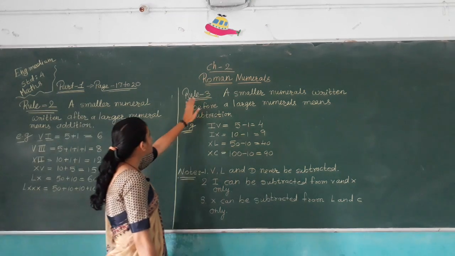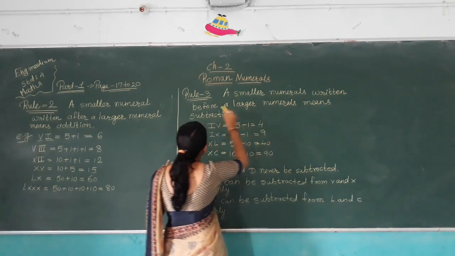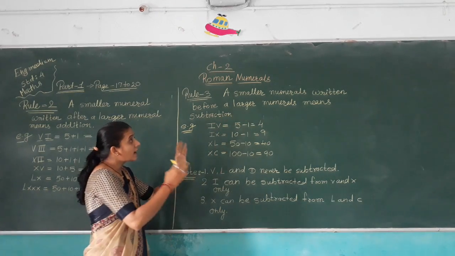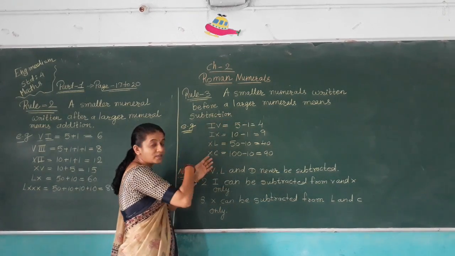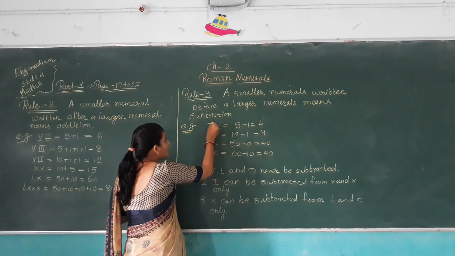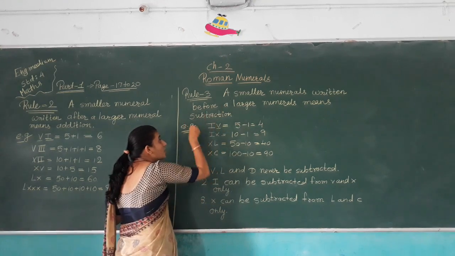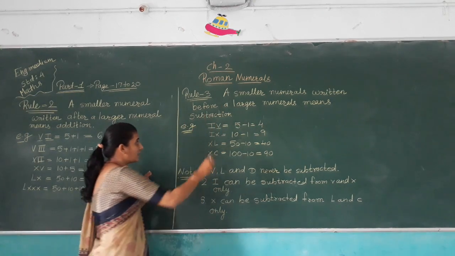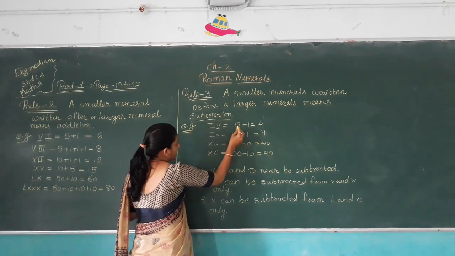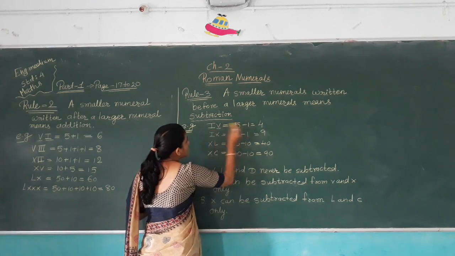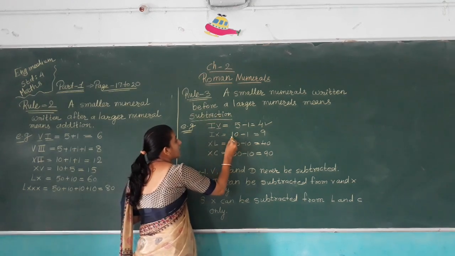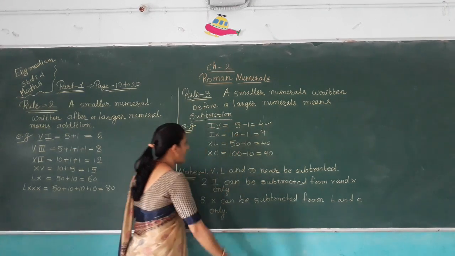Now next rule, Rule 3. A smaller numeral written before a larger numeral means subtraction. You write the smaller numeral before the larger numeral. Here V is the larger numeral and I is the smaller numeral. You write it before the larger numeral, that means subtraction. Here IV means 5 minus 1, it's 4. X is 10 and I is 1, that means IX is 10 minus 1, which is 9.